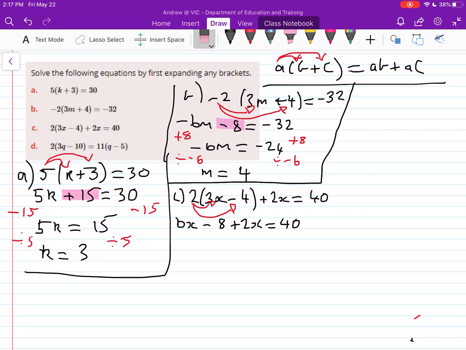Hopefully you notice here that we can't really get rid of anything yet. We need to collect our like terms, okay? And our like terms are the 6x and the plus 2x. So we need to collect them and get them together. 6x plus 2x is equal to 8x. Now we can get rid of our minus 8 because that's essentially the easiest one to get rid of first. It's away from our x variable. So we get rid of minus 8, so we need a plus 8 to both sides.